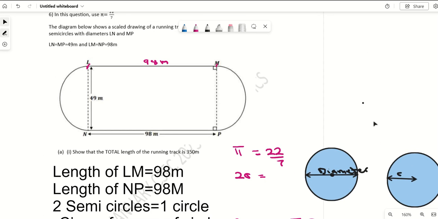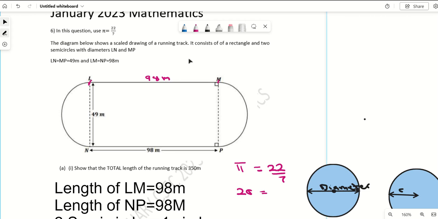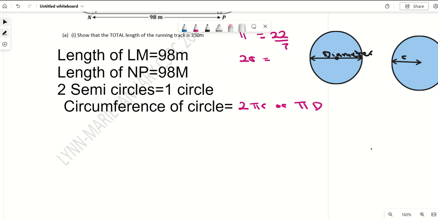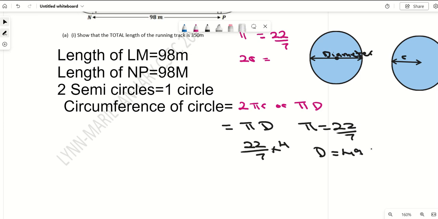They already gave you the diameter. They told you that the diameter of the circle is 49, right? So if we're going to put this formula, for the circumference of the circle it would be pi by diameter, where pi is equals to 22 over 7, and the diameter of the circle is equals to 49. So it's going to be 22 over 7 multiplied by 49 over 1. 7 into 7, 1, 7 into 49, 7. 22 by 7 is equal to 154 meters, right?